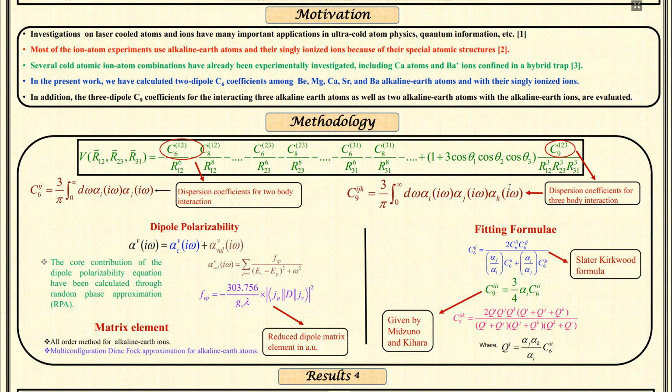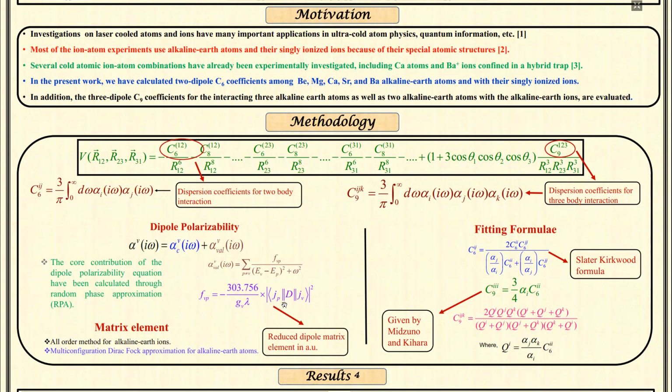Now, the dynamic dipole polarizability for atom and ion in their ground state can be divided into two parts, that is the core contribution and the valence contribution. The core contribution can be calculated by using the random phase approximation, whereas the valence contribution can be calculated by using the sum over states approach, in which F is the oscillator strength, E is the energy for the corresponding state, and omega is the angular frequency of the field.